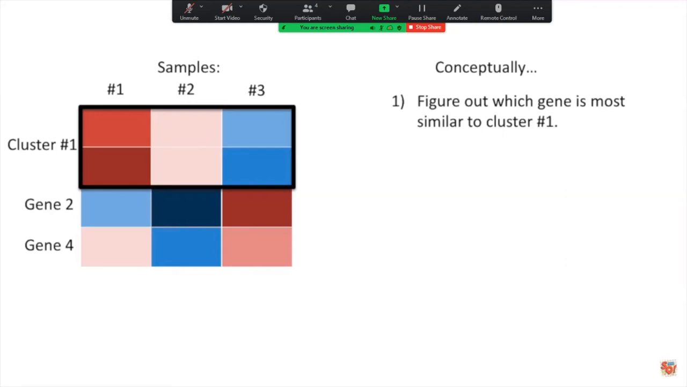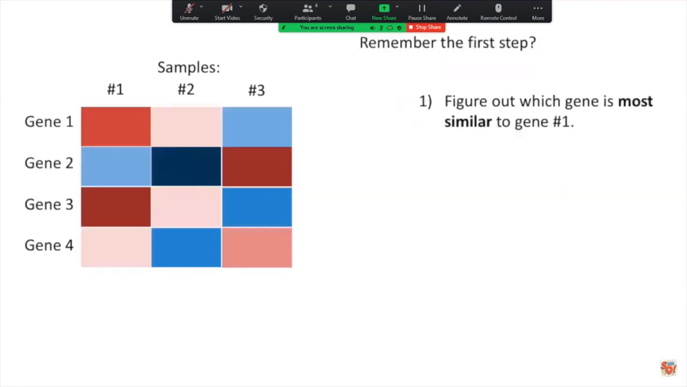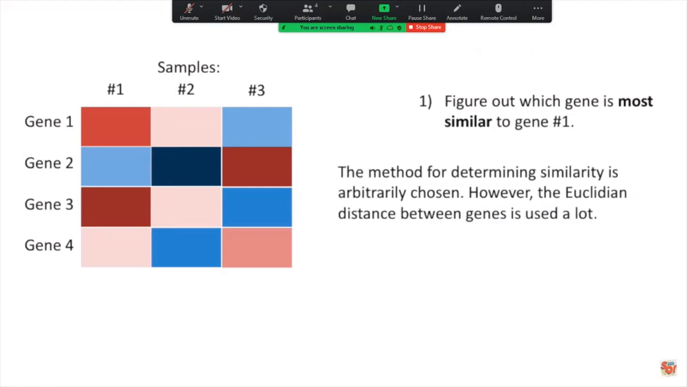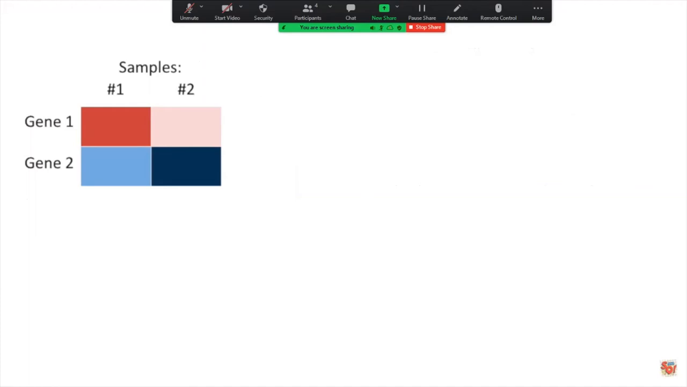Now let's go over a few nitpicky details. Remember the first step? Figure out which gene is most similar to gene number 1? Well, we have to define what most similar means. The method for determining similarity is arbitrarily chosen. However, the Euclidean distance between genes is used a lot. Let's look at an example. We'll use a very simple heat map that just has two samples and two genes.